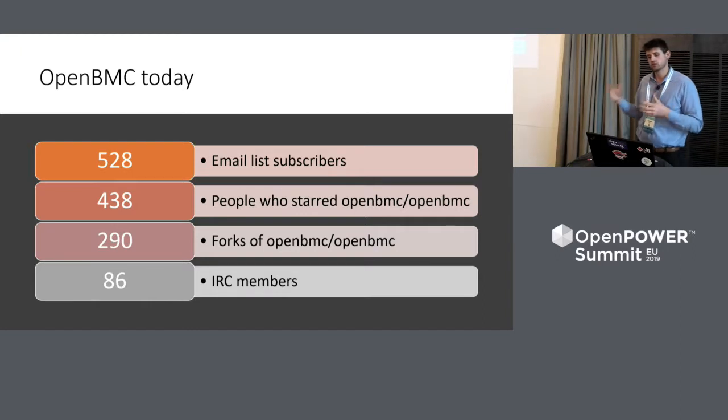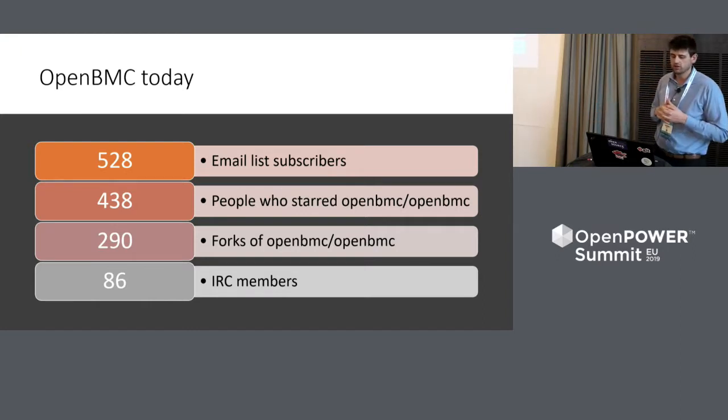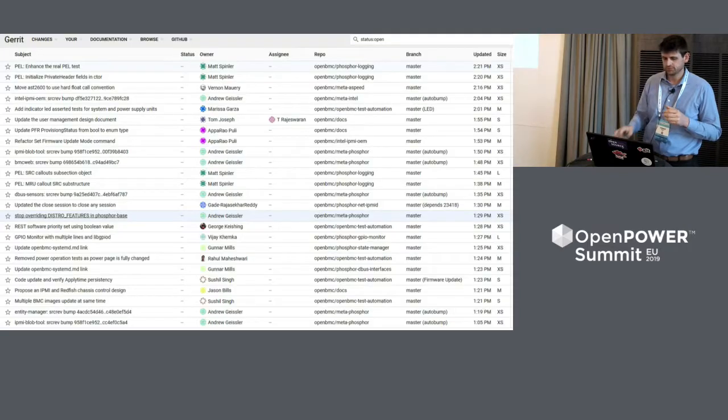Here are some more statistics on OpenBMC today. 500 plus people on the mailing list. There are 290 forks of OpenBMC. This was last Wednesday: there were 86 active IRC members. We're in the 26,000s for the number of Gerrit commits. And this is last Friday afternoon. A lot of different commits from a lot of different people and companies. This is a screenshot of our Gerrit code review.